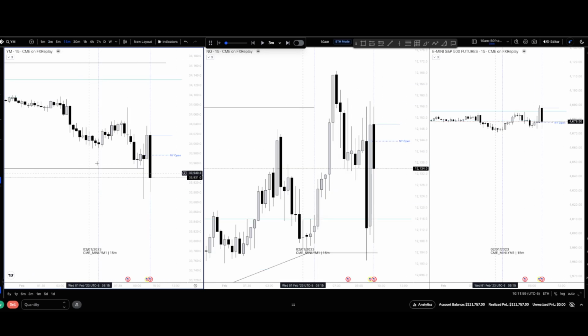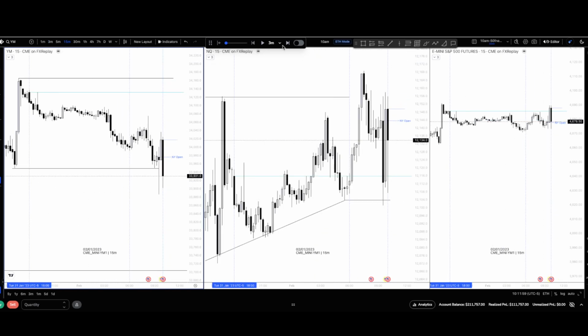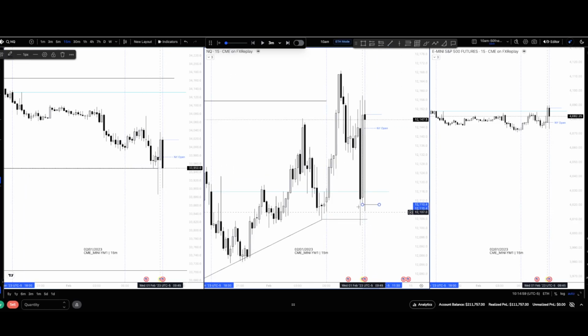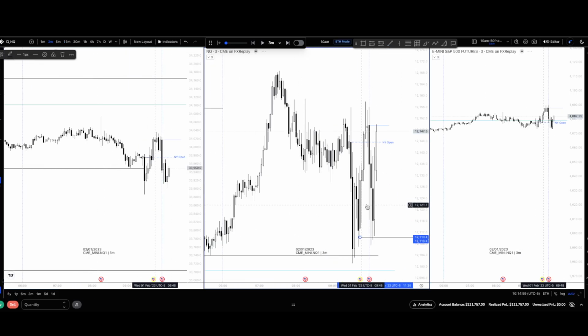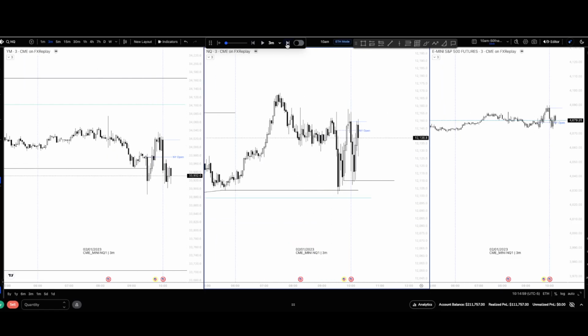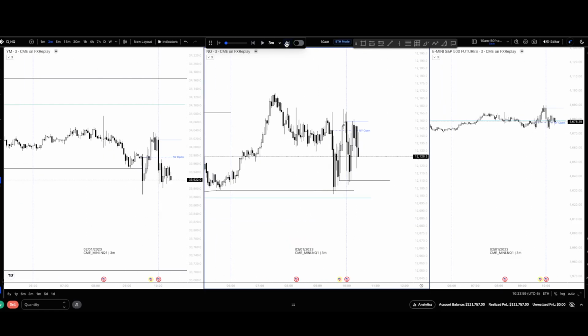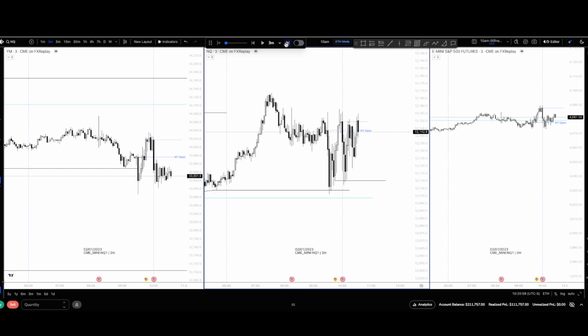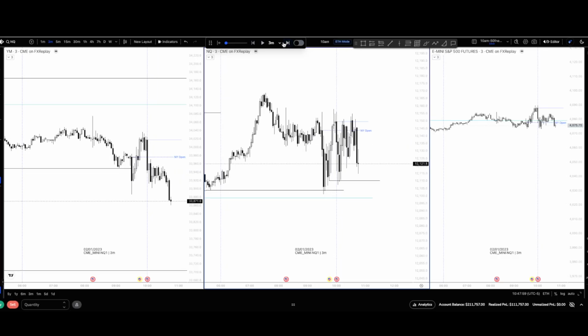So no continuation OB. Now we're taking notice that YM is actually making a very deep retracement, giving us a new 15-minute C2. Kind of a weird 15-minute C2 though. V-shaped signature not really present. This is more of an accumulation now, yeah, this is an accumulation.